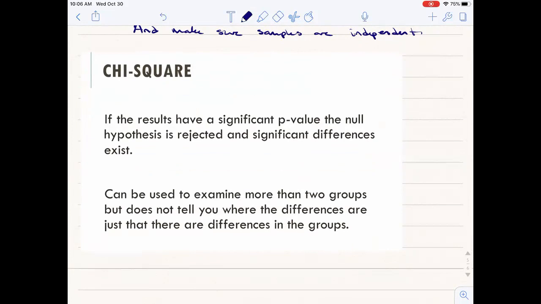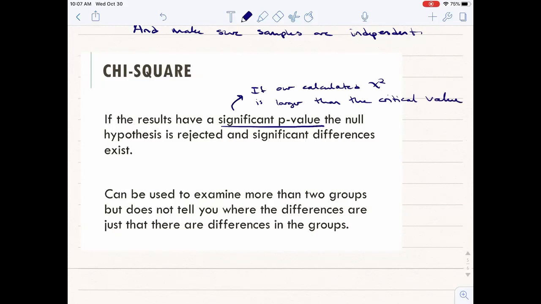So more of a summary. For the chi-squared, if the results have a significant p-value, if our calculated chi-squared is larger than the critical value, the null hypothesis is rejected, and significant differences between the groups are implied to exist. This is for a test of independence.